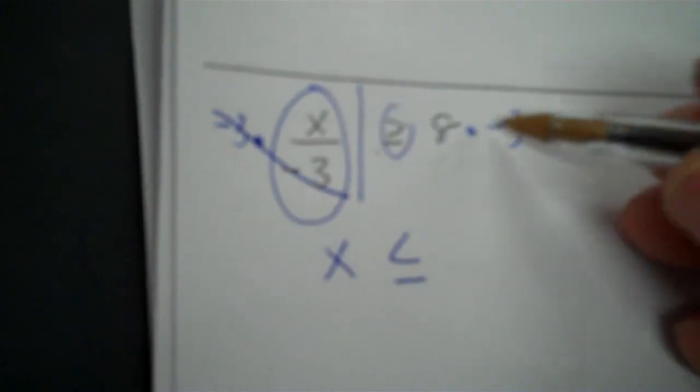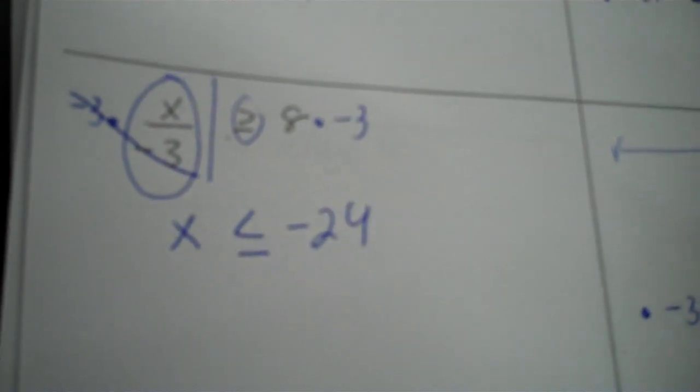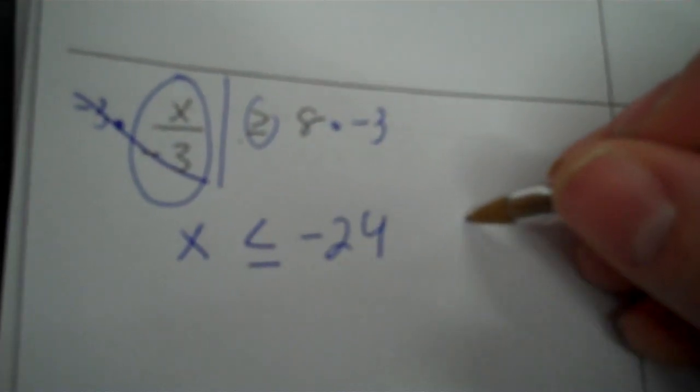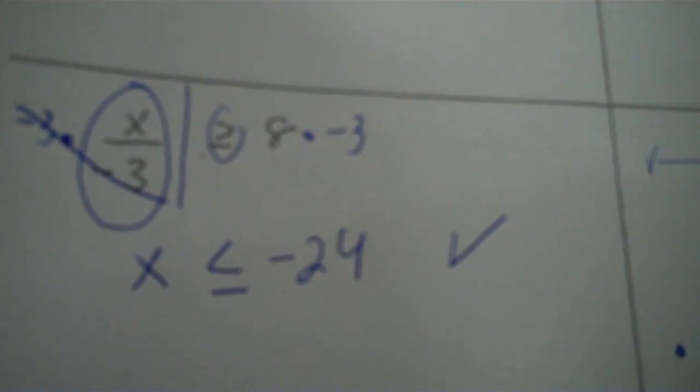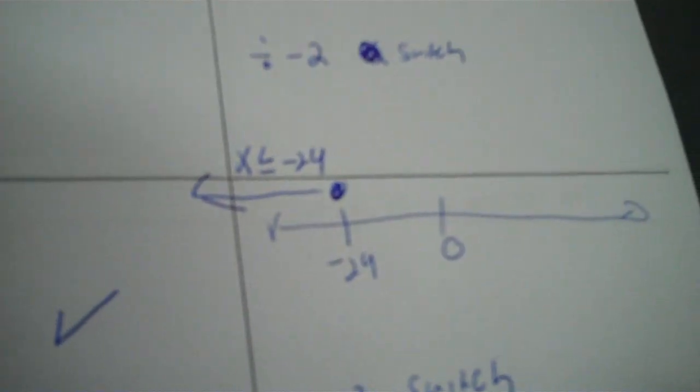So the x is before the symbol. 8 times negative 3 is negative 24. That's after the symbol. You can put a check mark. You do not need to reorder this. We want the x before the number. So negative 24, you circle, you fill it, and that's a less than sign, so it would go this way. Okay, my next problem.